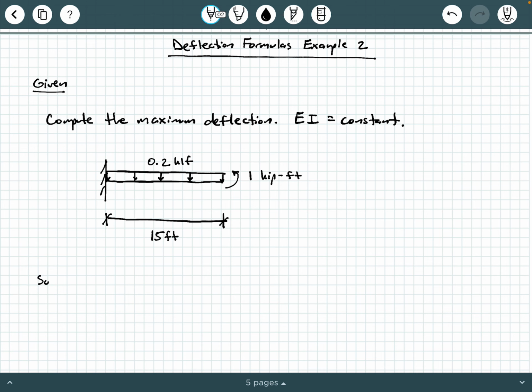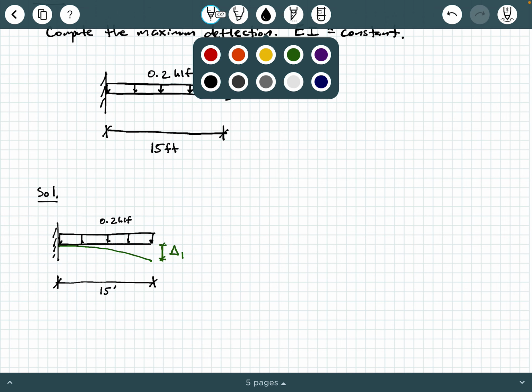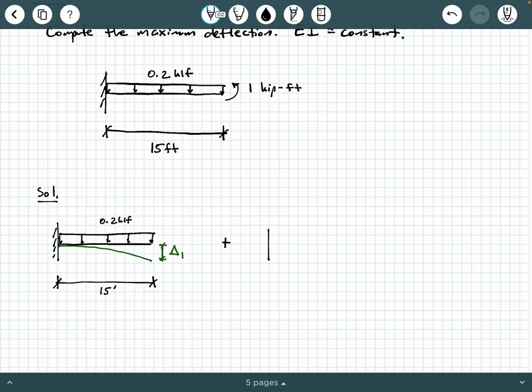So how do we reconcile this? Well, again, we're going to use superposition, all right? So by superposition, we can rewrite this as the effect of each of these loading scenarios occurring. And so here we've got the 0.2 KLF, and we have this deflection here. We'll call that delta 1, all right? And this beam is 15 feet long. And then we're going to add to that the effect from that applied couple moment. And again, that beam here is also 15 feet long, and we have 1 kip foot being applied here.